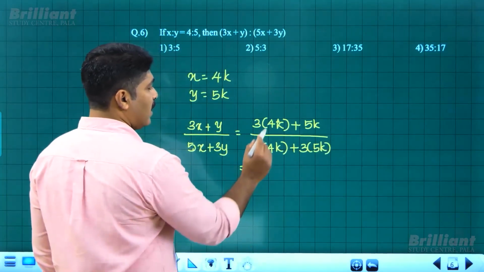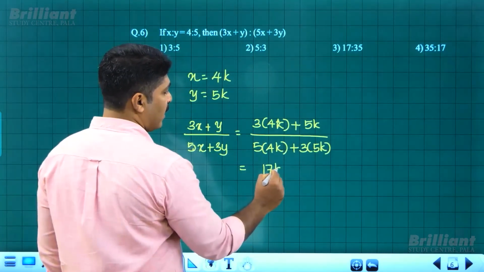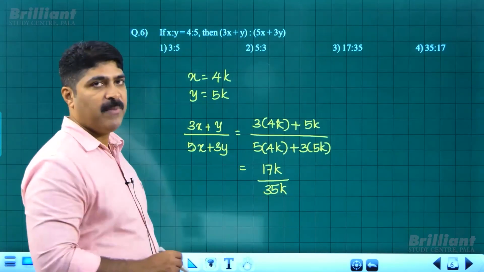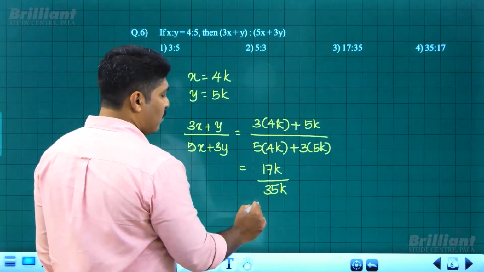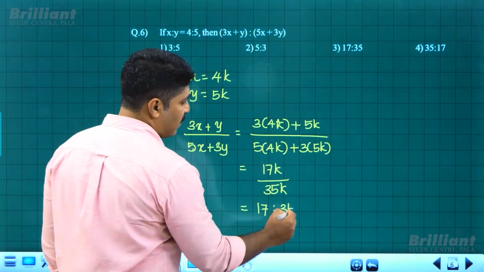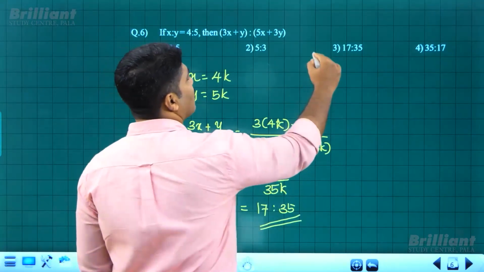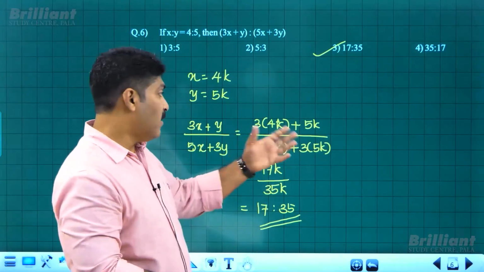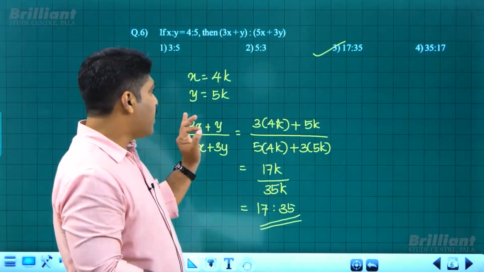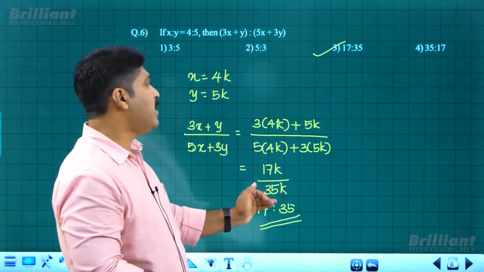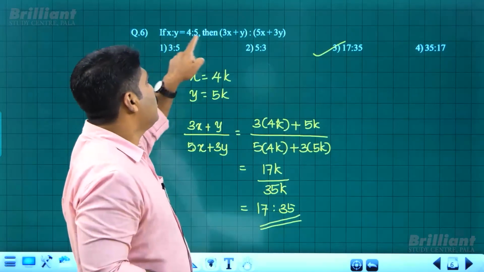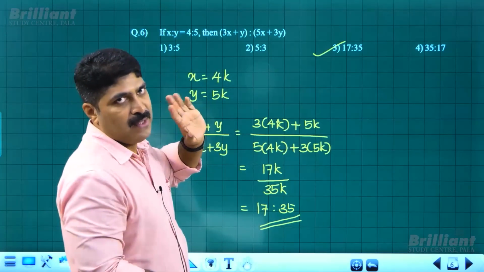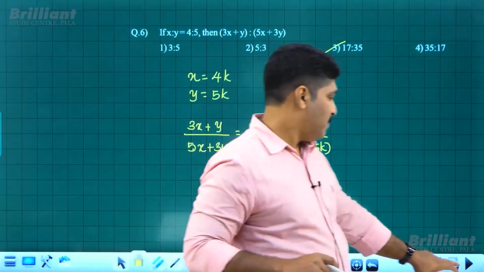Clear? So this is equal to 12 plus 5, 17k. This is 20 plus 15, 35k. Here we know that the k becomes eliminated. Therefore, we can conclude our answer is 17 by 35, or its ratio form is 17:35. If we are sure about that elimination of k in similar type of operations, you don't want to put k. You can simply do the operation directly through the substitution. Instead of x, you just substitute 4, and instead of y, you just substitute 5. So like that, we can proceed further. Okay.